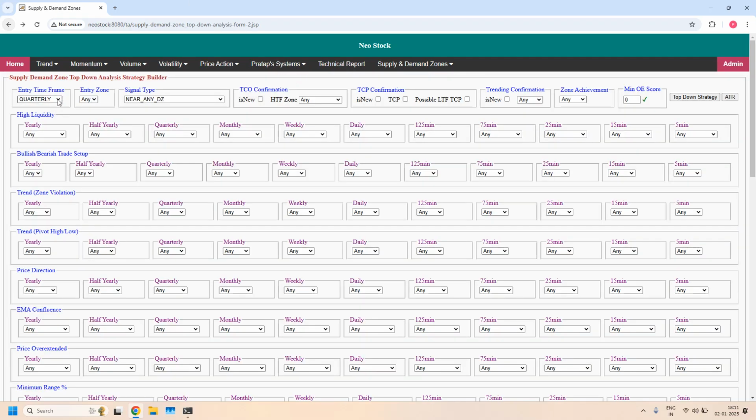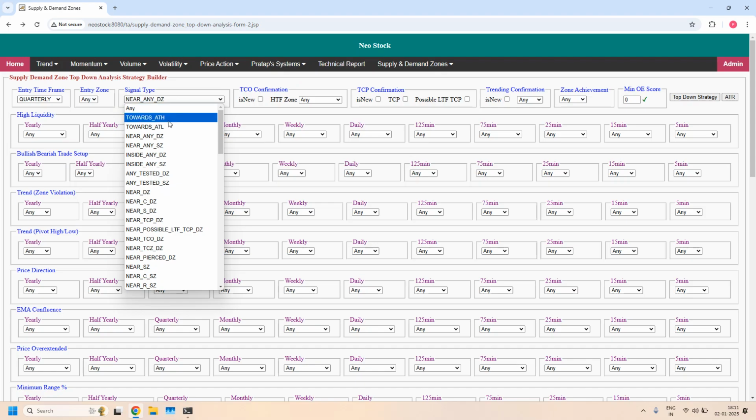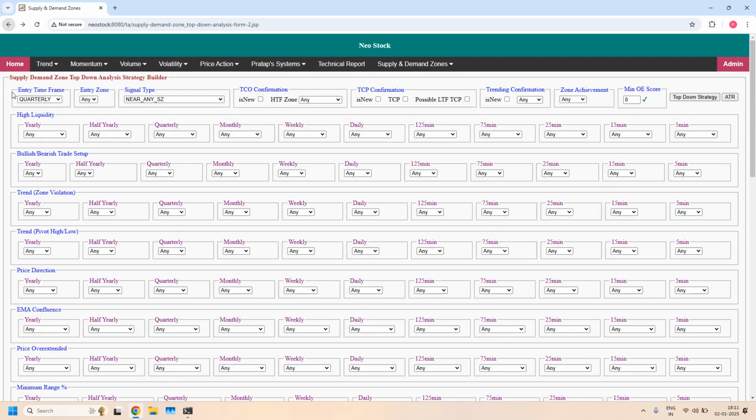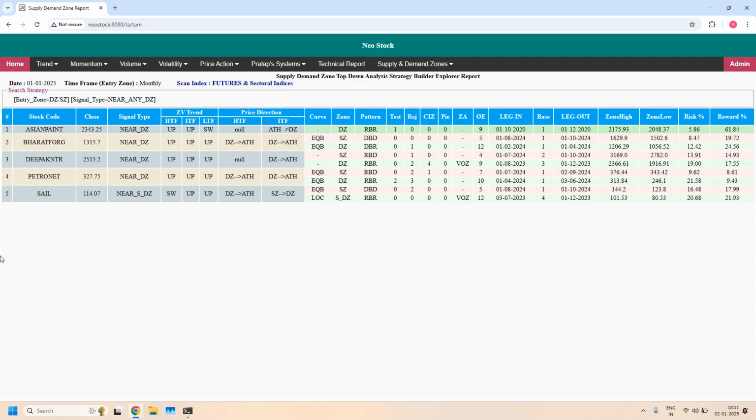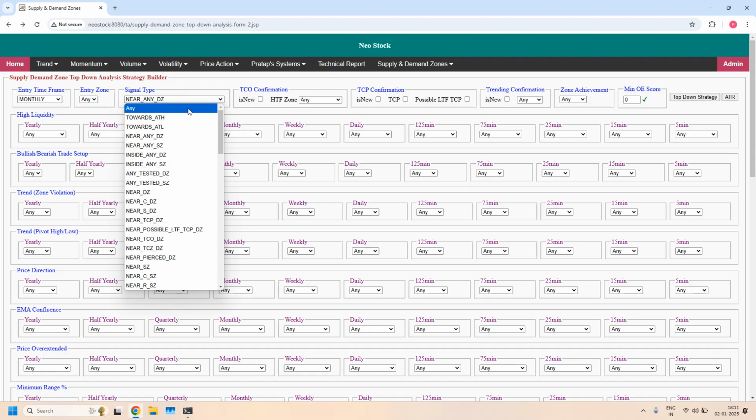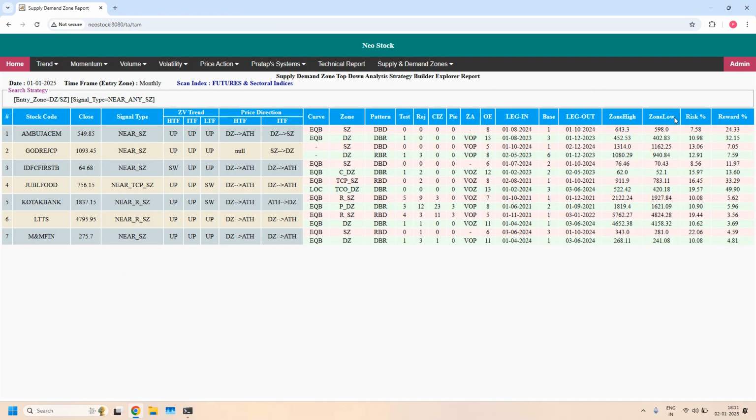Okay, next quarterly time frame, stocks near quarterly supply zone. 5 stocks are filtered. Next time frame is monthly. Stocks near monthly demand zone. 5 stocks are filtered. Next monthly time frame, stocks near monthly supply zone. 7 stocks are filtered.